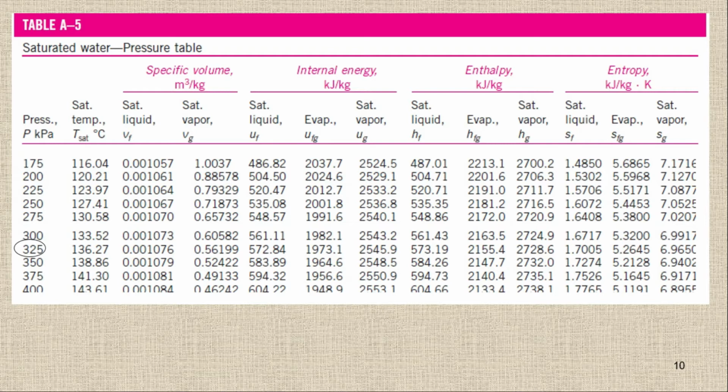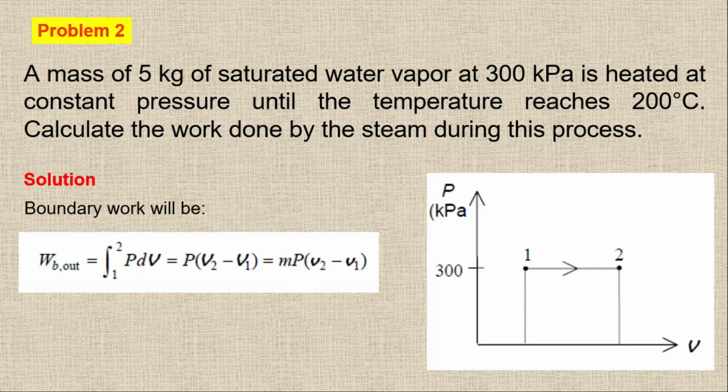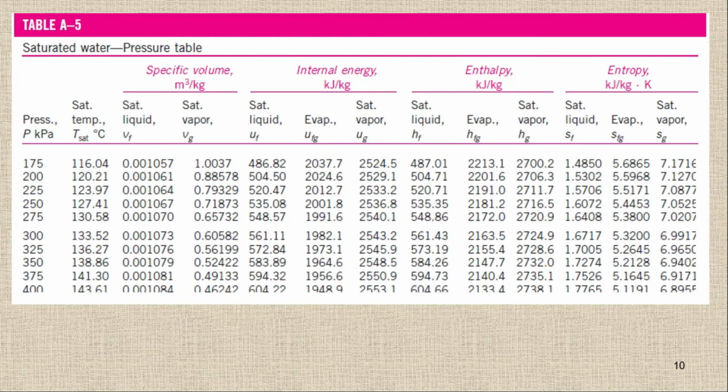So here in this question we have 300 kilopascal, and then we have saturated vapor. So you can see here we have saturated vapor. We have 3 different tables: we have A4, we have A5, and then we have A6, as we already studied in chapter 3.